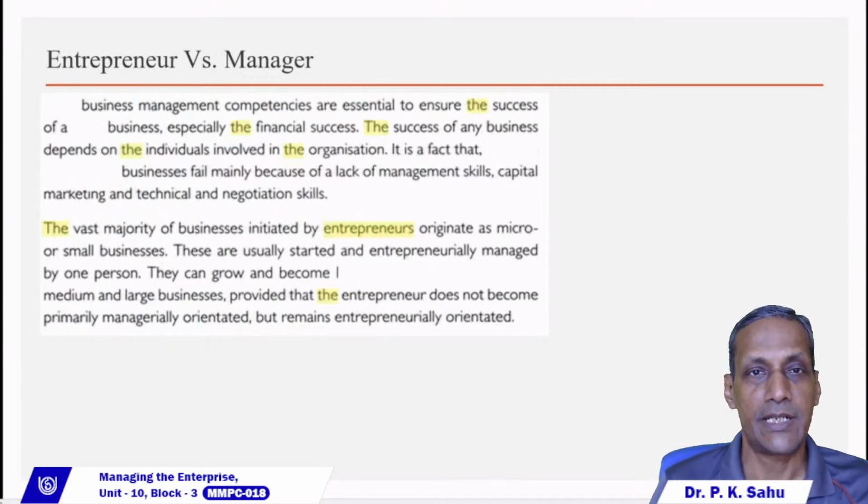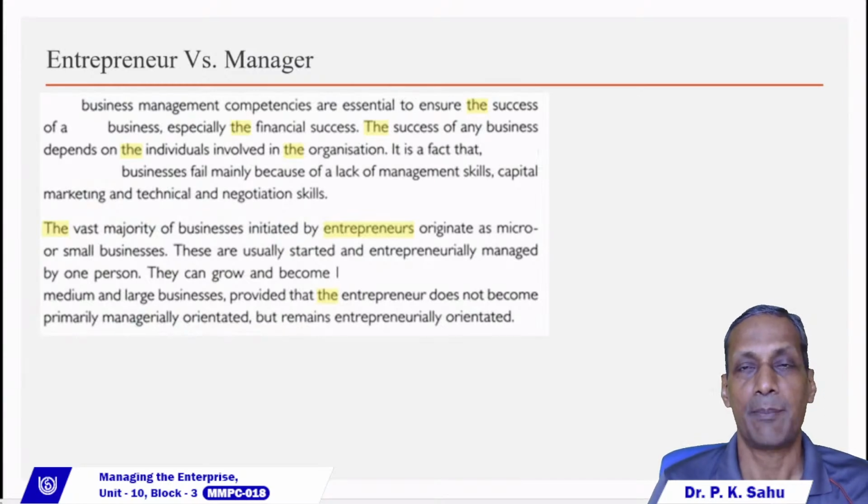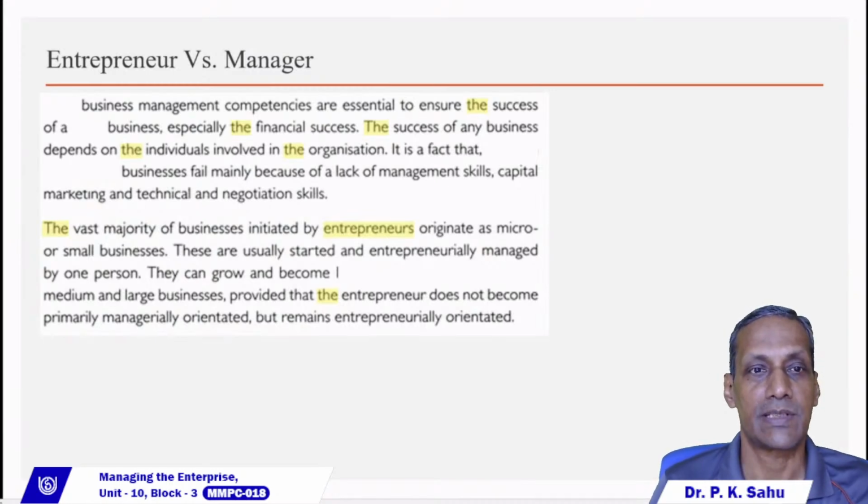Business management competencies are essential to ensure the success of a business, especially the financial success. The success of any business depends on the individuals involved in the organization. It is a fact that businesses fail mainly because of a lack of management skills, capital, marketing, and technical and negotiation skills. The vast majority of businesses initiated by entrepreneurs originate as micro or small businesses.